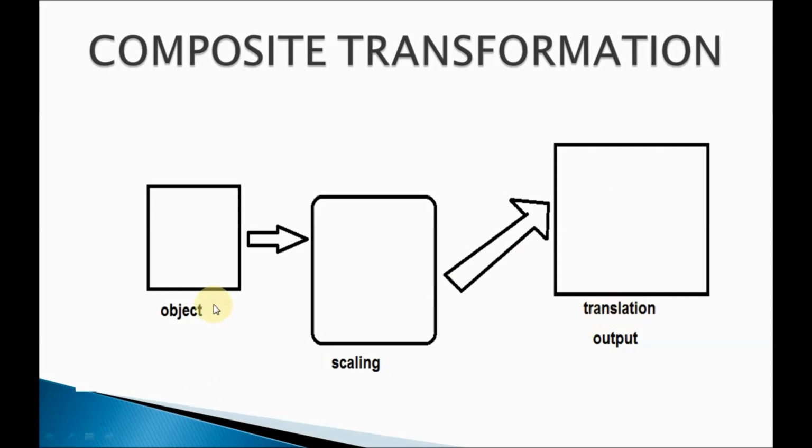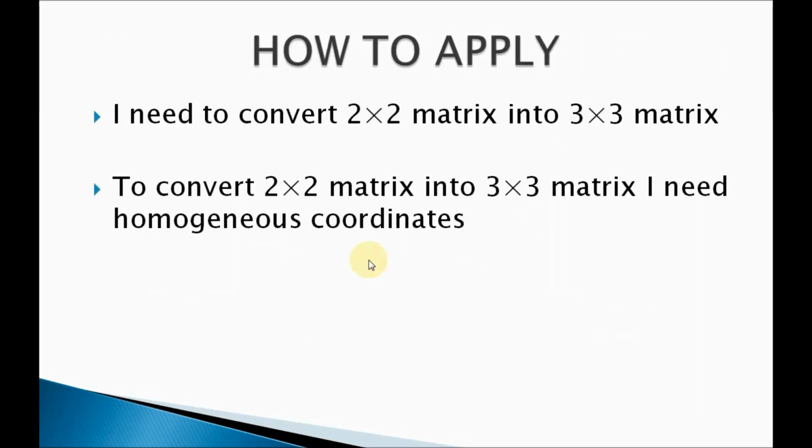So composite transformation means you can apply two or more transformations to the same object. But to apply composite transformation to an object, I need to convert the 2 by 2 matrix into a 3 by 3 matrix.